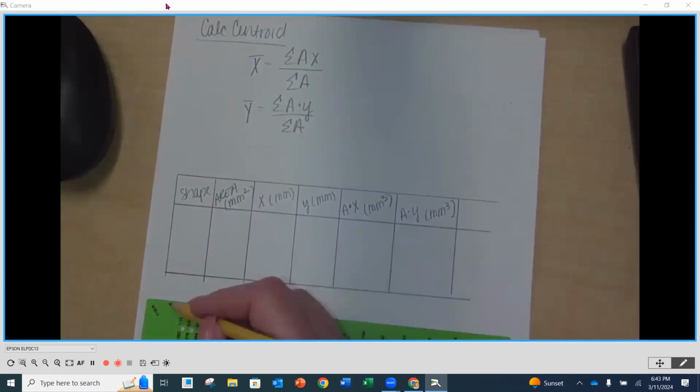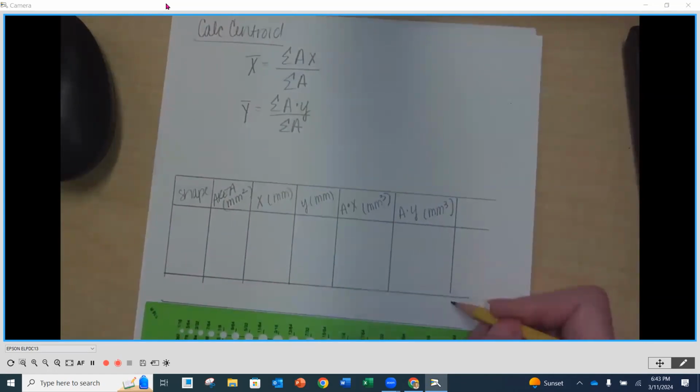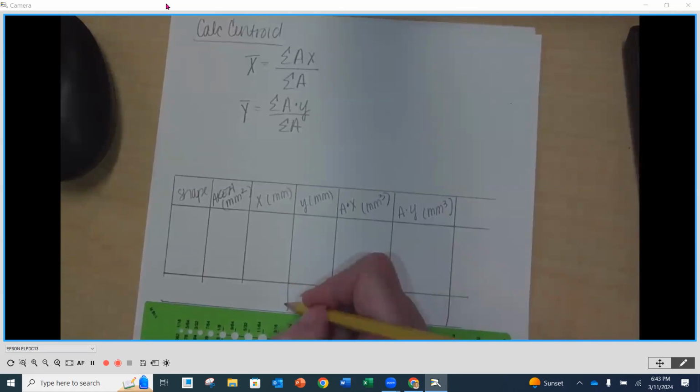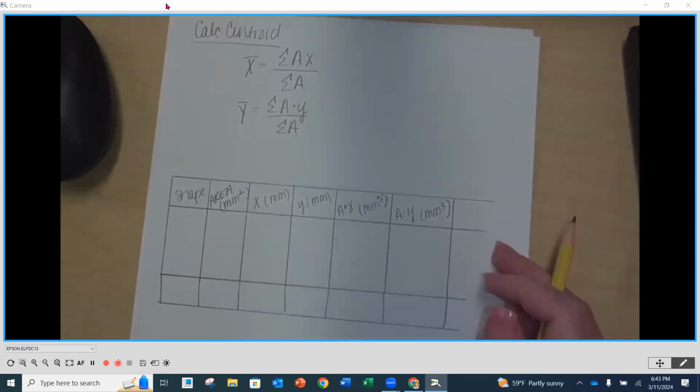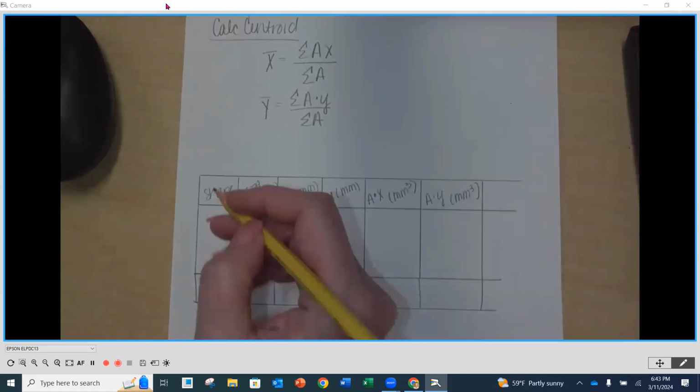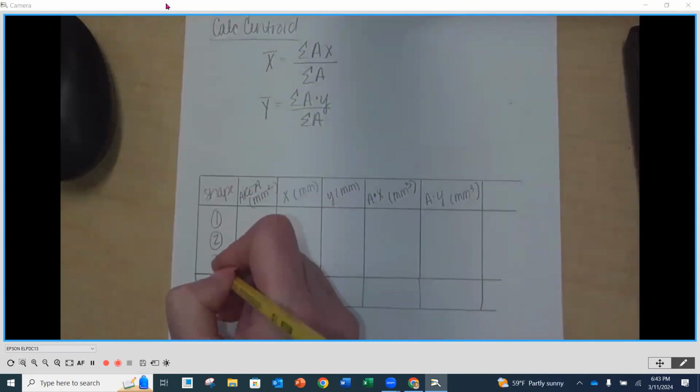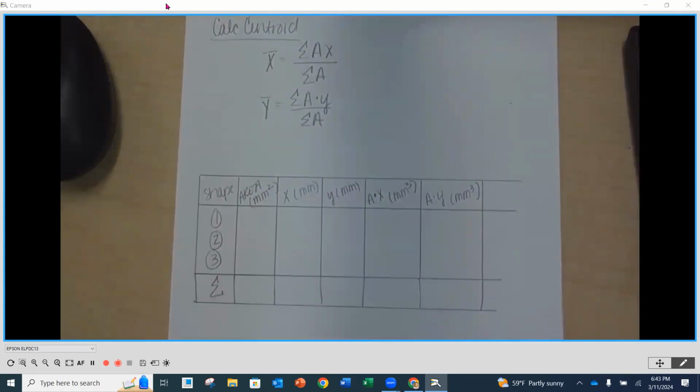And then at the bottom, we've got to sum some of them. So we're going to have shape number 1, shape number 2, shape number 3, and then this is going to be our sum column. Okay. I put my units in the top row here so that I don't have to worry about putting them in the cells. So now we go back to each one of the shapes and we fill in our information.